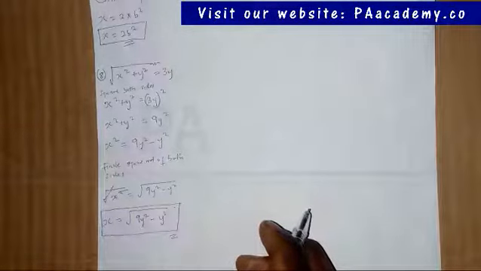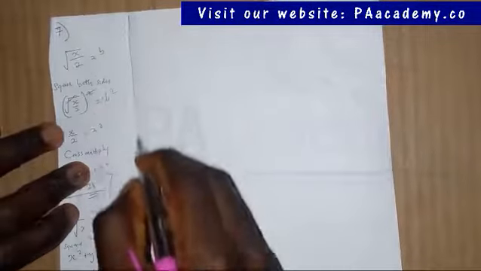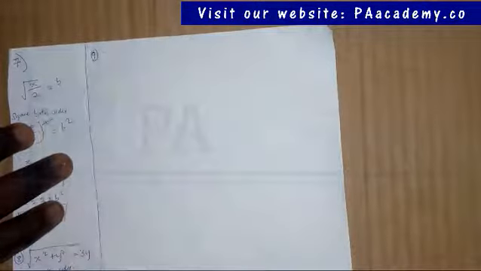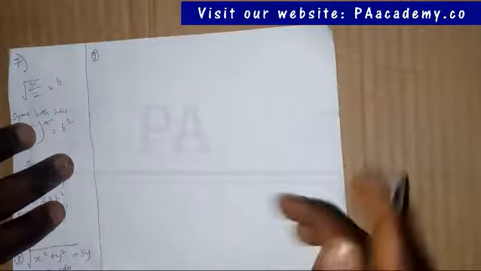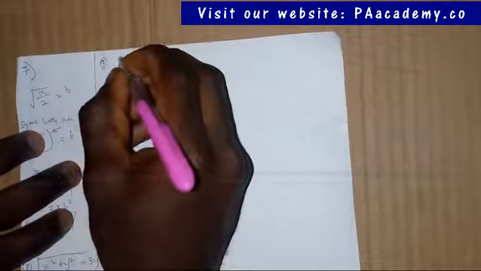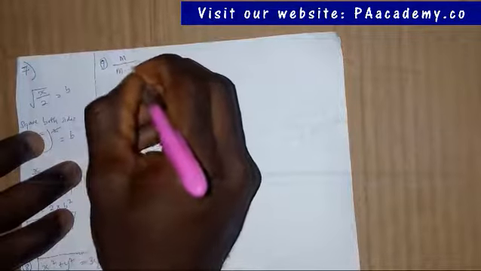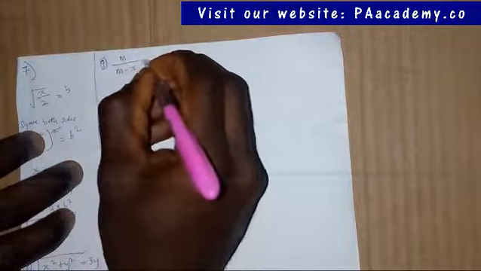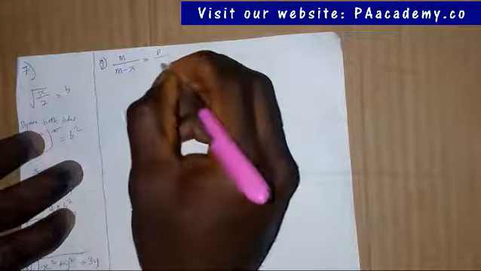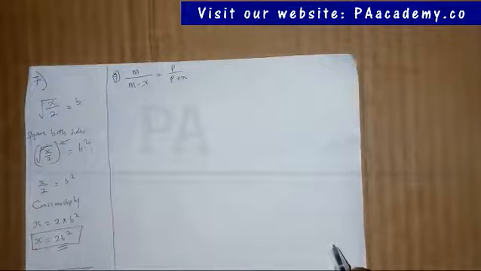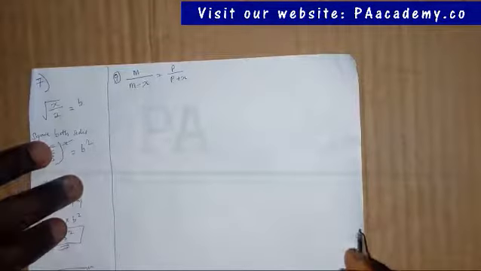Alright, so let's look at another one. That's example 9, or question 9. So if you are finding value, please give it a thumbs up. So m over m minus x equals p over p plus x. So this is another question. So let's look at it together.